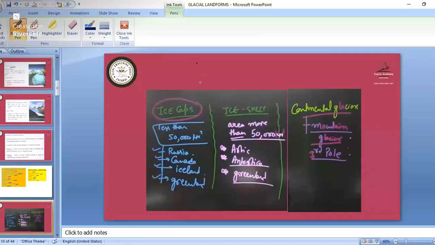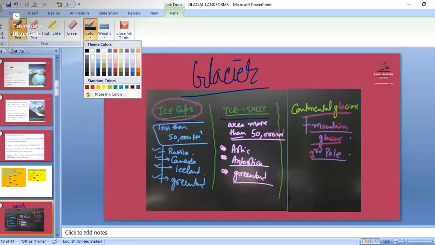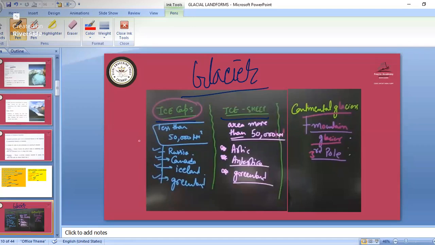While studying about the glacier, you would have heard the names before: in the earlier part, ice caps, ice sheets, continental glacier. Now let's see how this is being divided. Suppose we have an area which is less than 50,000 square kilometers. That area will be known as what? Ice caps. The presence of ice in an area of less than 50,000 square kilometers is known as ice caps.